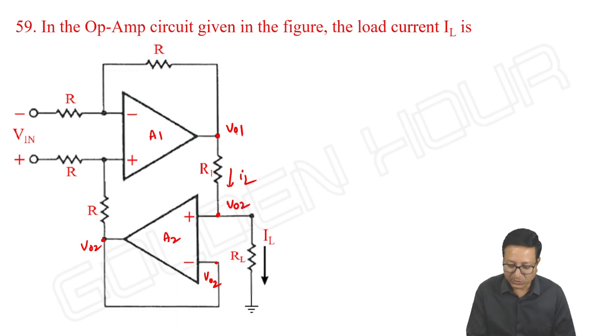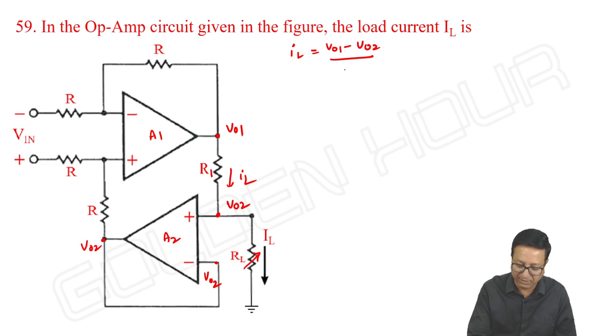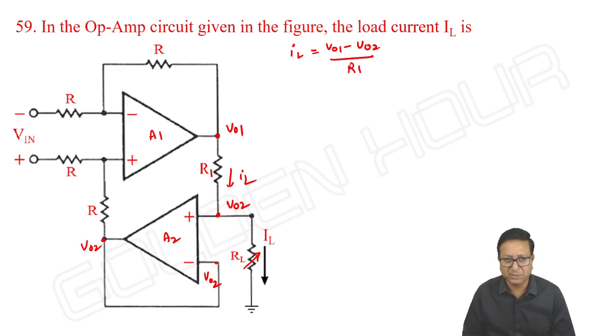So IL is equal to (VO1 minus VO2) by R1. Okay, that is independent of RL. RL may vary, we need not bother. This is what we can observe here: IL is equal to (VO1 minus VO2) by R1. We need to find VO1 and VO2, then automatically we can do this.